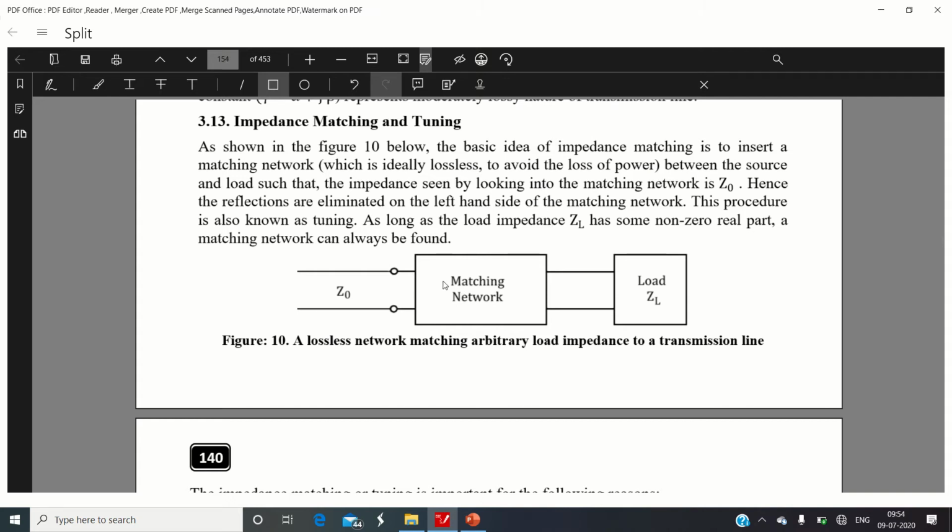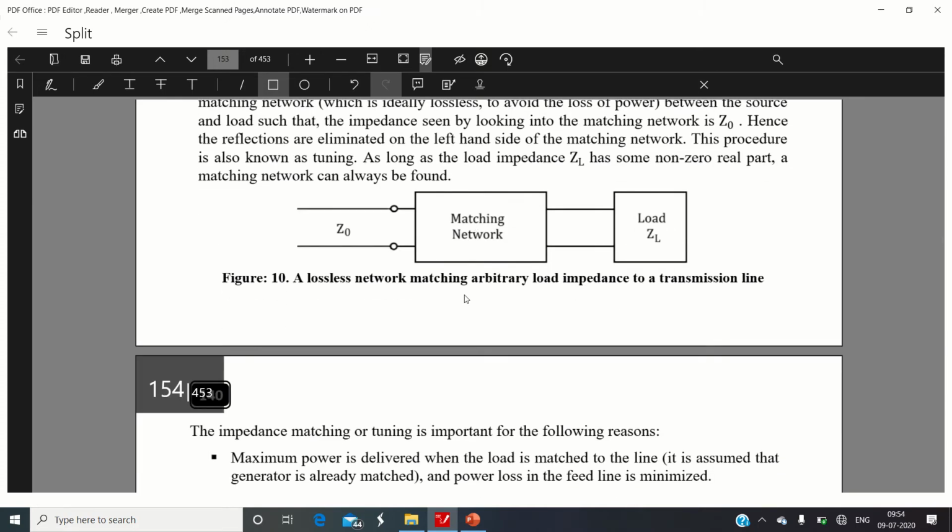Now, a general way to represent an impedance matching circuit is shown in this figure 10. If you visualize, on the left hand side we have a transmission line having characteristic impedance Z0. Though it is not shown here, it is assumed that a generator is present on this left hand side. The generator is always assumed to be present on the left hand side. So this generator is matched with the given load impedance having the value ZL.